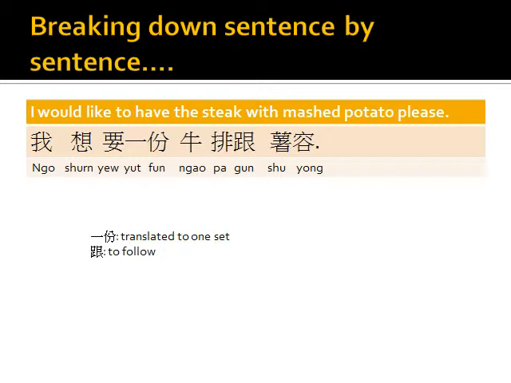猪 means pig in Cantonese, and if you want fish fillet, you'd say 鱼扒, which 鱼 is fish in Cantonese. So now 跟, the third last kanji, means to follow, or with in this case, and 薯蓉 means mashed potato, where 薯 means potato and 蓉 means mashed.